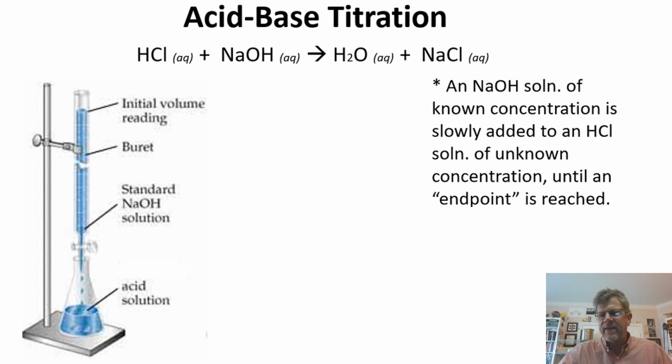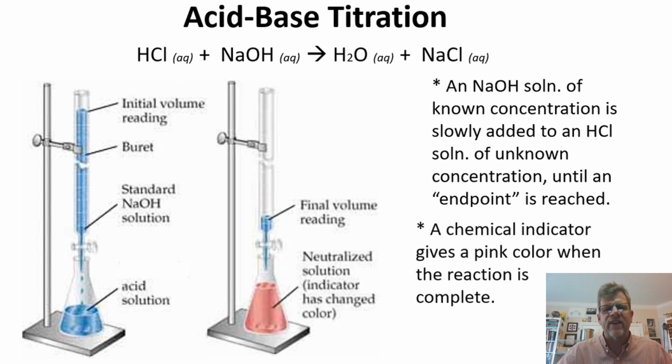We've taken base and we've added it to acid, and the reaction is finished. And when that happens, we add an indicator so that the acid solution will flash pink. It means it's neutralized, we've changed color, and then we can measure the volume, if you will, from the starting volume to the final volume of NaOH and calculate the concentration of that original acid solution. This is ready-made for solution stoichiometry.